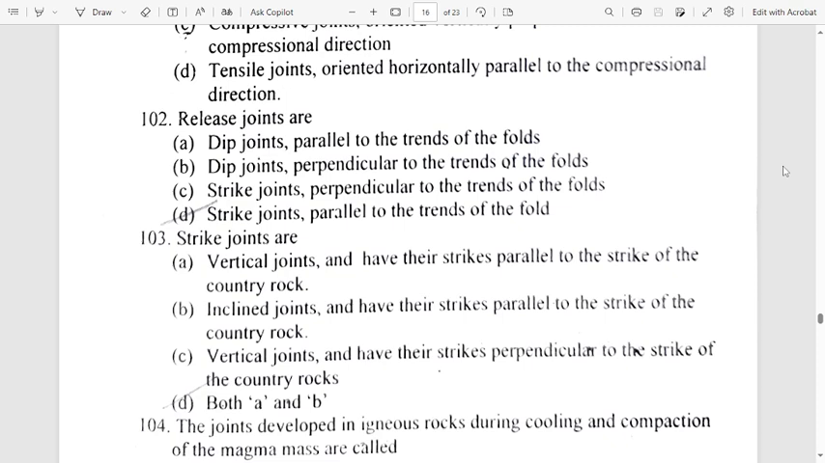Strike joints are both A and B: vertical joints and inclined joints, and have their strikes parallel to the strike of the country rock.